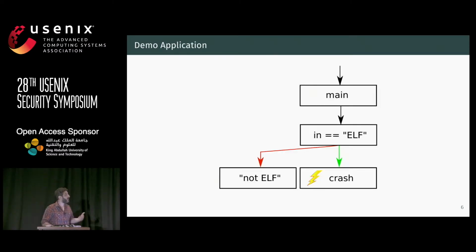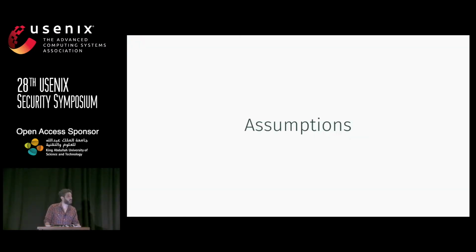To come to that, I will use a demo application to demonstrate the techniques. This is a simple one where you just compare the first 3 bytes of the input to ELF, and if that's the case, you just crash, right? And if that's not the case, you print out a warning, this is not a valid ELF file. Okay, so what are the assumptions that we are attacking?